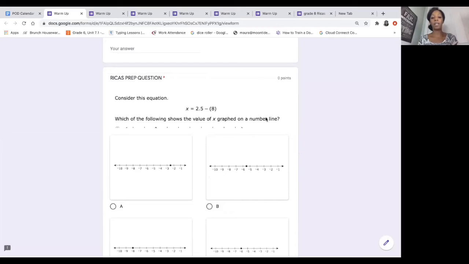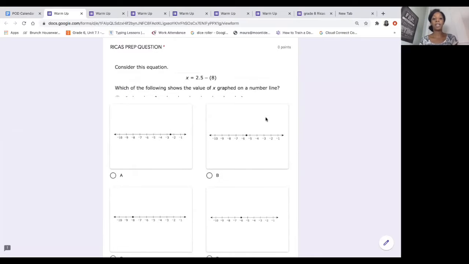Use integer operations to solve problems and to locate integers on a number line. Start by saying, consider this equation, x equals 2.5 minus 8, or x equals 2 and 5/10 minus 8. Which of the following shows the value of x graphed on the number line?